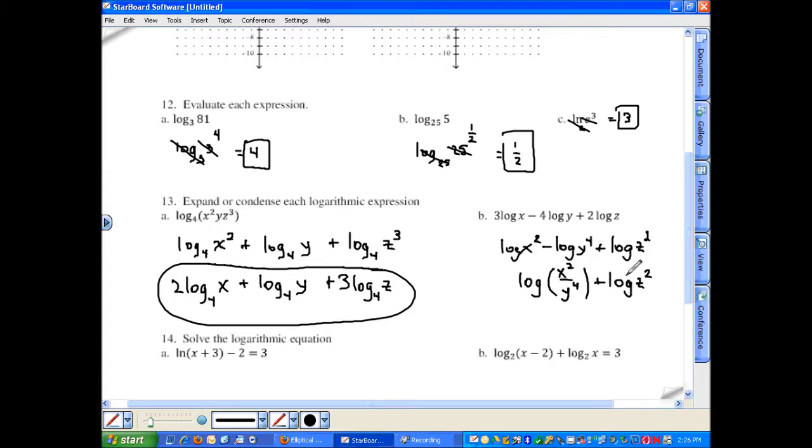Now these two logarithmic expressions are separated by a plus sign. That's an example of the product property. So we need to form a product now when we condense these two logarithms. Product means multiply. So this is the log of x squared over y to the fourth multiplied by z squared, and that results in x squared and z squared in the numerator, y to the fourth in the denominator.